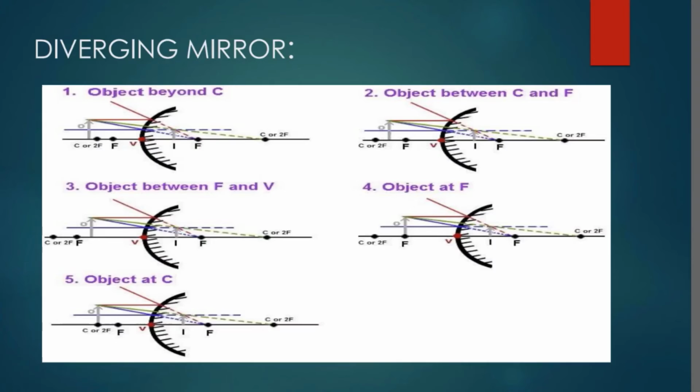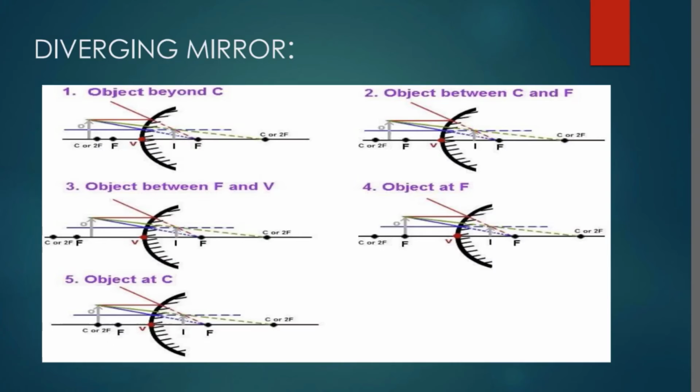Okay, let's go to 2: object between C and F. Here C is the center of curvature and F is the focus. The object is O, and as the rays are falling, the image is formed on the right side of the mirror, and it is denoted by I here.